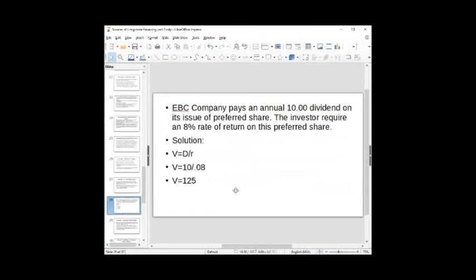So I have here an example of a computation of a preferred share. For example, ABC company pays an annual 10 pesos dividend on its issue of preferred share, and the investor requires an 8% rate of return on this preferred share. So what will be the value of the preferred share? And that is very simple. You have to divide the dividend by the rate, no? So 10 divided by 8%, and that gives you 125. That's the value.